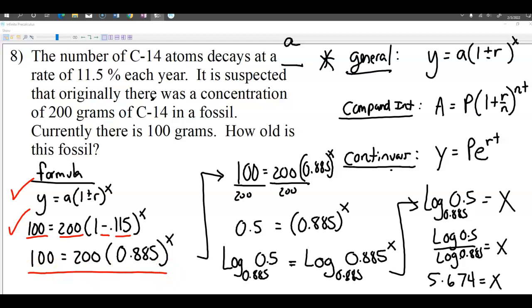So there's our formula. Now I want to start solving for x, which will tell us how long it takes for the C14 to decrease from 200 milligrams to 100. So how do we do that? First thing we do is divide both sides by 200, which gives us this. And then from there, we will log both sides with a base of 0.885. And then we get this as our answer for x, but we need to turn that into a meaningful number to us. So we do change of base, and we end up with 5.674 years.